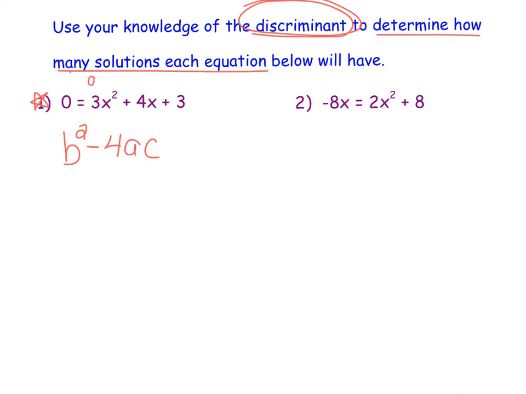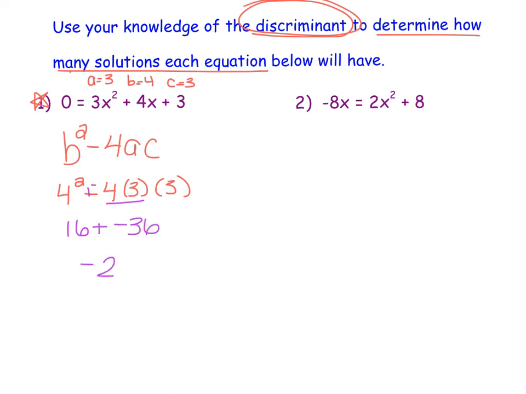So here we can see that a is equal to 3, b is equal to 4, and c is equal to 3. So here we have b squared, so that's 4 squared, minus 4 times my a value of 3 times my c value of 3. So here if I simplify this, I'm going to start by utilizing keep, change, change. I then get 16 plus, well, negative 4 times 3 is negative 12. Negative 12 times 3 more is a negative 36.